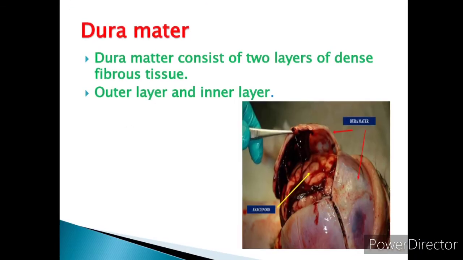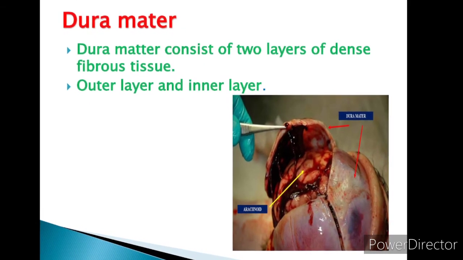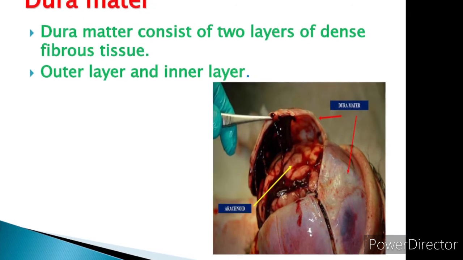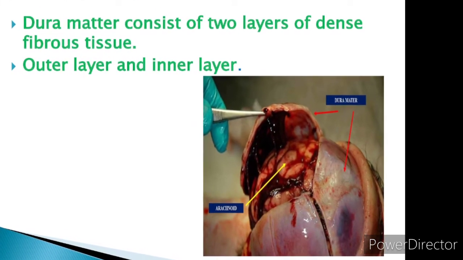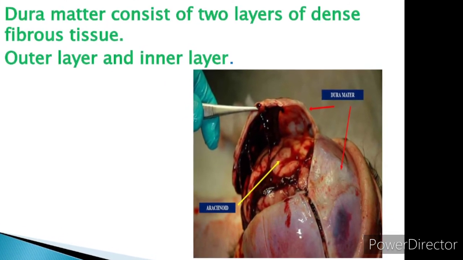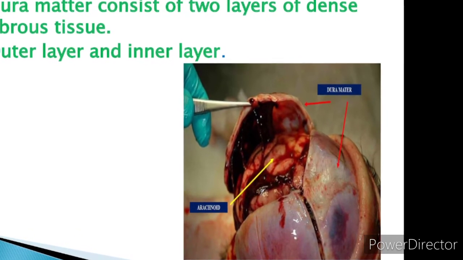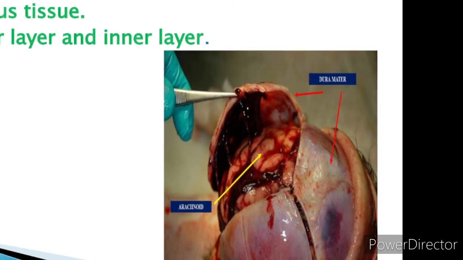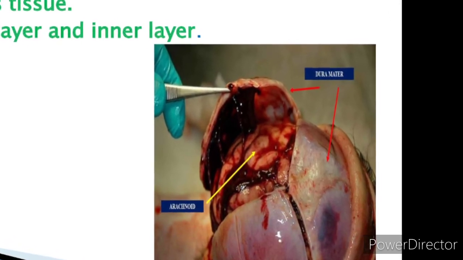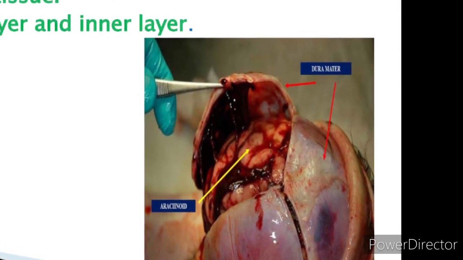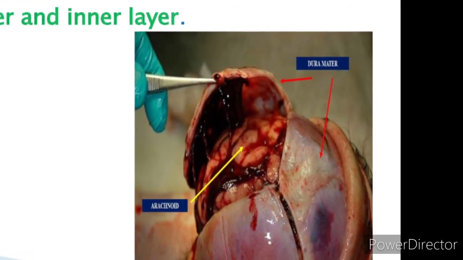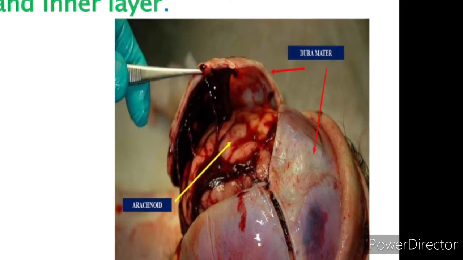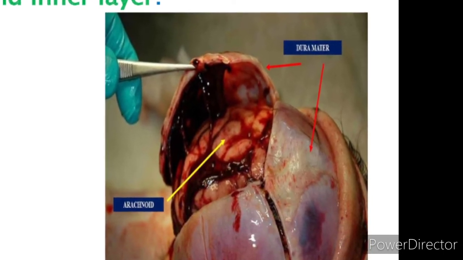So first is dura mater. The cerebral dura mater consists of two layers of dense fibrous tissue. The outer layer takes the place of the periosteum on the inner surface of the skull bone, and the inner layer provides a protective covering of the brain. There is only a potential space between the two layers, except where the inner layer sweeps inward between the cerebral hemispheres to form the falx cerebri.